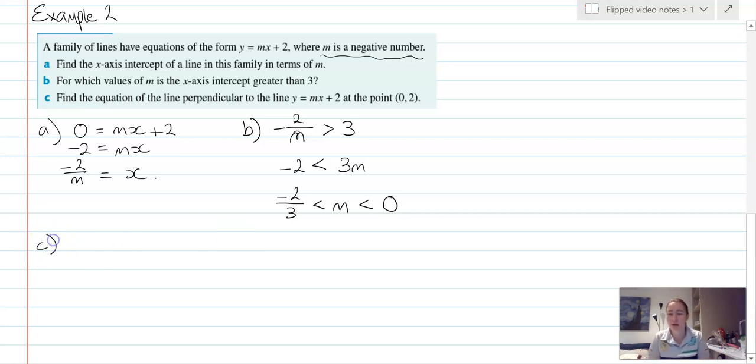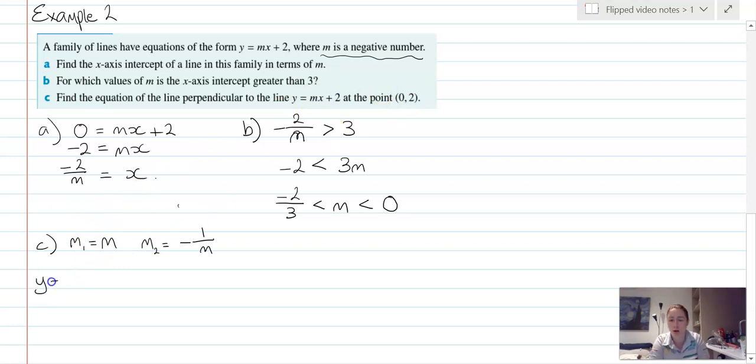And for part C, we want to find the equation of the line perpendicular to y equals mx plus 2 at the point (0, 2). Remember, our gradient for a perpendicular line is going to be a negative reciprocal. So we know that gradient 1 of our original line is just m. So gradient 2 has to be negative 1 over m. And from there, we can just use point-gradient form to work it out.